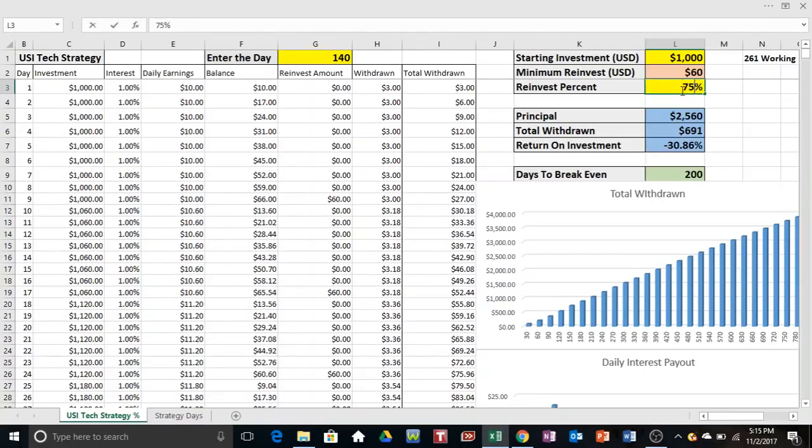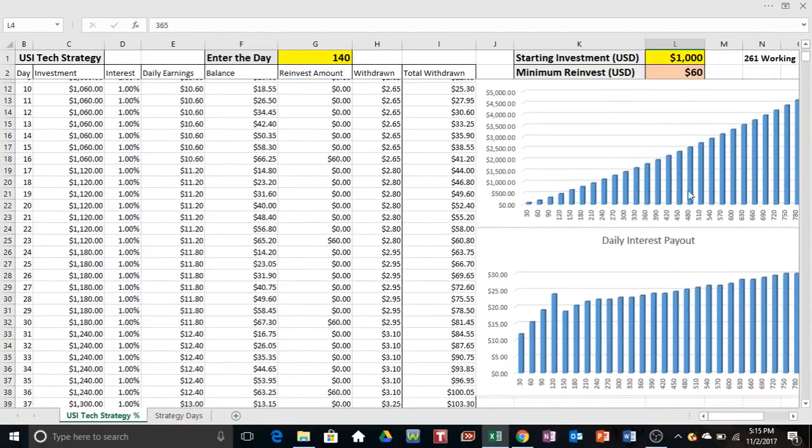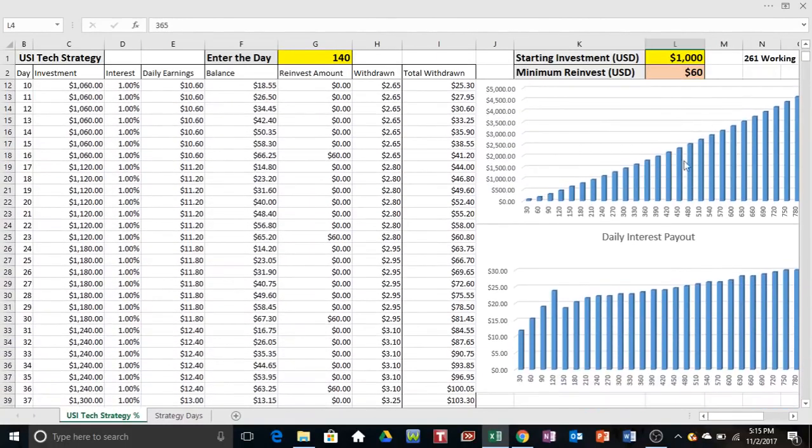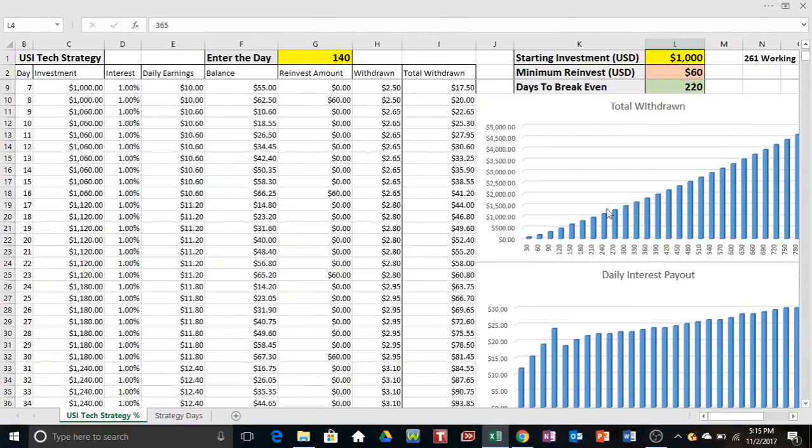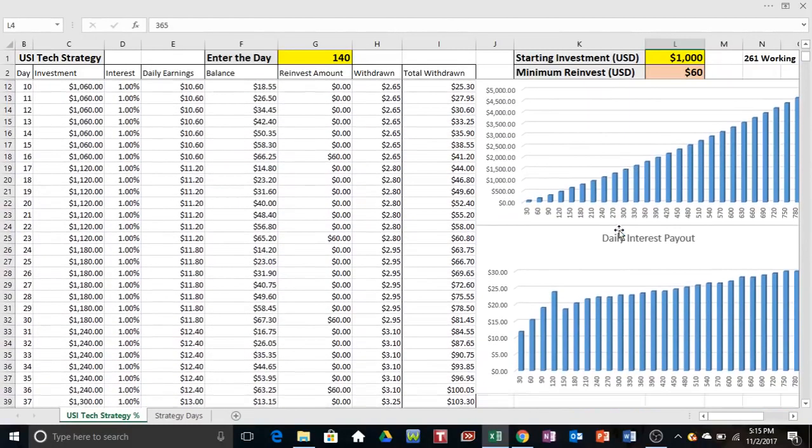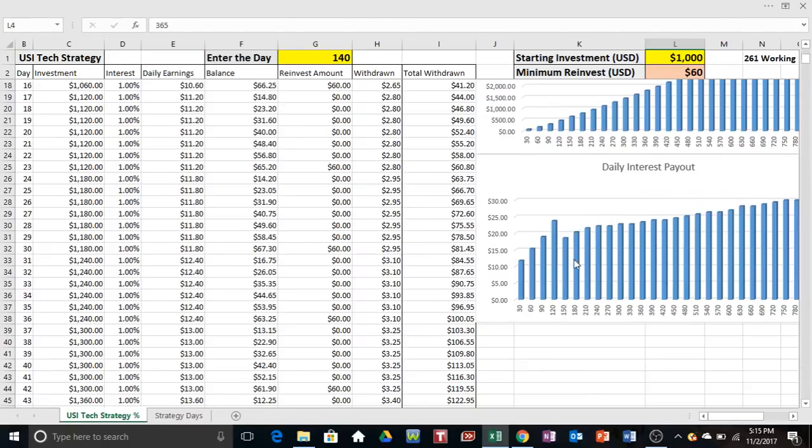So actually, if we put 75%, you're going to start to see that now this is more linear growth, and it's actually closer to exponential, just a real shallow exponential curve there. But the daily interest payout here, you can see, yep, there's the drop right after 140 days, sorry. But from that point, this continues to grow and grow and grow.